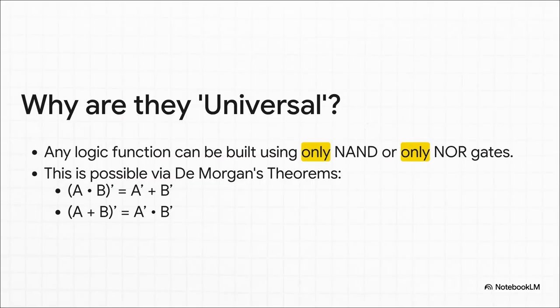So why are these so special? Well, they're called universal gates, and this is incredible. It means you can build any logic function, an AND, an OR, a NOT, anything, using only NAND gates. Or you could build any function using only NOR gates. Imagine you're manufacturing a chip and you only need to produce one single type of gate. It's wildly efficient. And this is all possible because of a clever trick called De Morgan's theorems, which give you the mathematical recipe for turning ANDs and ORs into their NAND and NOR versions.